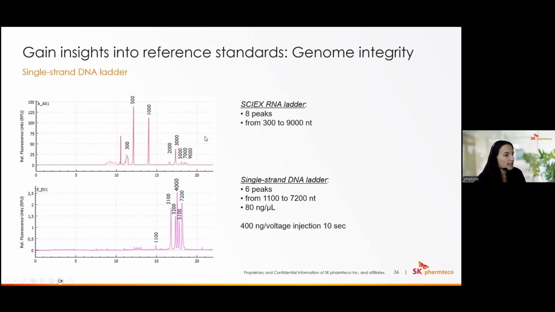Here, the SciX RNA ladder contained 8 peaks from 300 to 9,000 nucleotides, whereas the DNA ladder contained 6 peaks from 1,100 nucleotides to 7,200 nucleotides. We used it at a concentration of 90 nanograms per microliter.